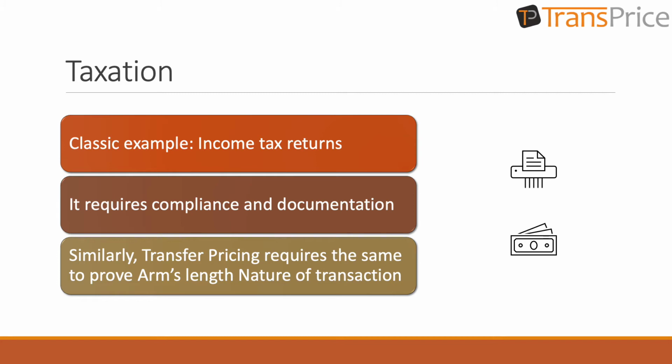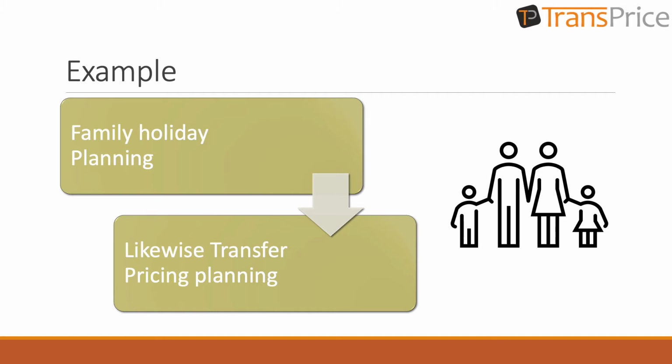Similarly, the transfer pricing regulations require compliance in terms of maintaining the arm's length nature of transactions. Let's take an example. When we take a family holiday, we plan the places to be visited, gather ideas about the places, finalize modes of transportation, collect travel insurance, etc. And eventually we proceed to take the actual vacation. Likewise, why not do the same for transfer pricing?